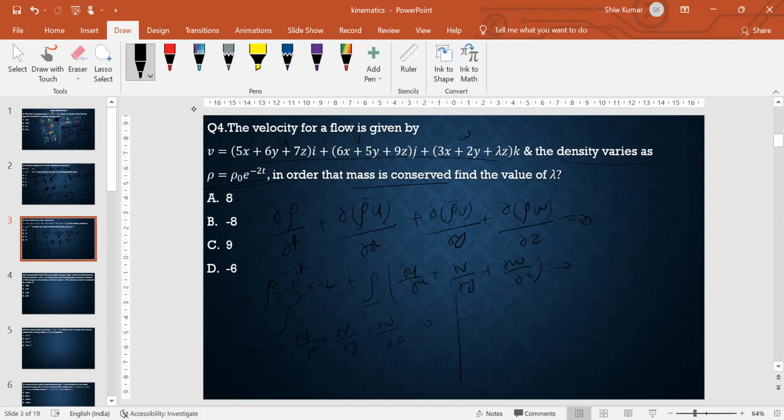So it will be minus 2 and dou u by dou x. Differentiating with respect to x, this term cancels, this term cancels, 5x differentiation is 5, with respect to y this is only 5, 6x and 9z will be 0, and 3x 2y 0, so only lambda will remain. So lambda is equal to, you get here, 10 minus 2 means 8, bring this side, it's a minus 8. So I can say that the option number is right.